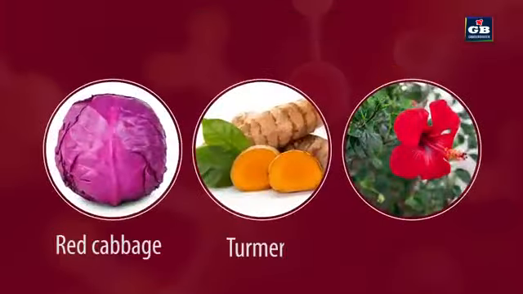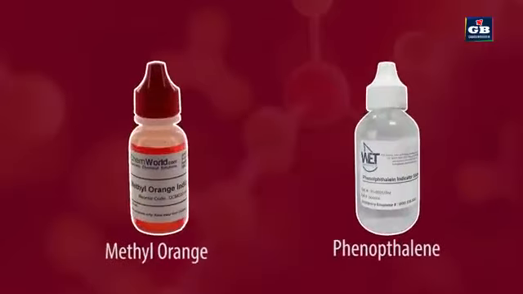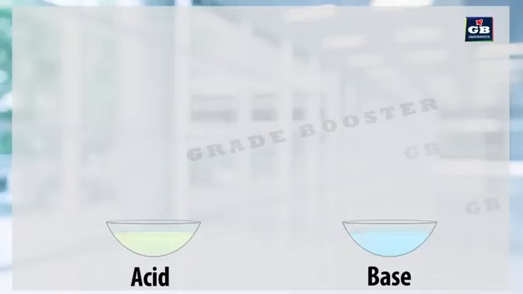Red cabbage, turmeric, and hibiscus are some examples of natural indicators. Methyl orange and phenolphthalein are synthetic acid-base indicators. When methyl orange is added to an acid, it turns to red color. If it is added to a base, its color changes to yellow.